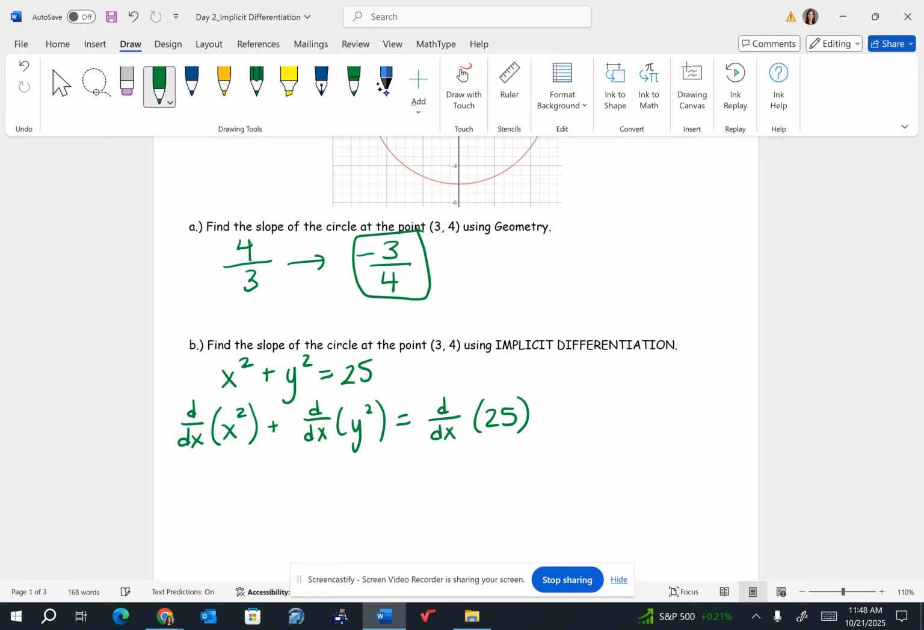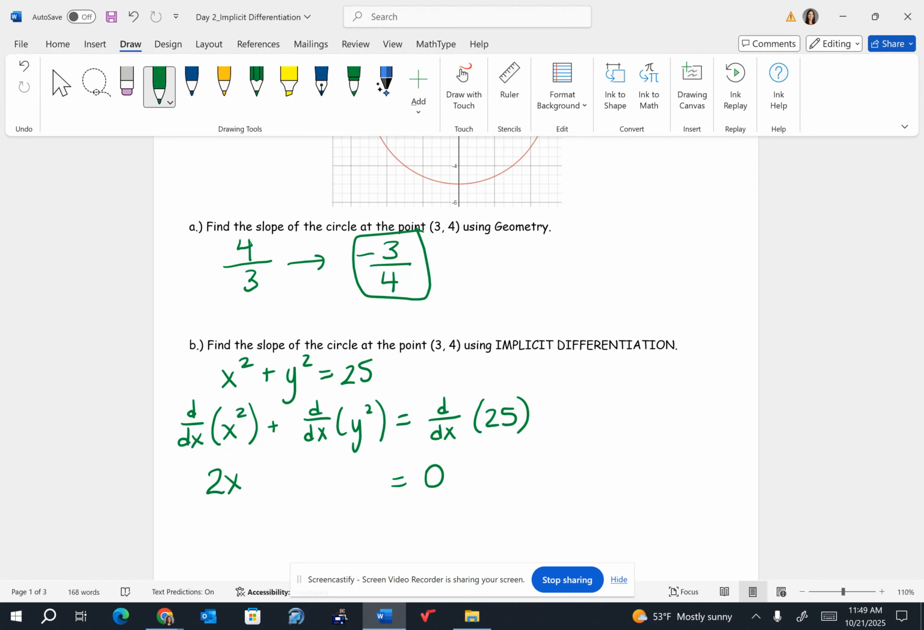I told everybody there are two of these things that you actually already know how to find the derivative of. The only one that's different is the y squared one. So we'll find the derivative of x squared. It's 2x using the power rule. We'll find the derivative of 25. 25 is a constant, so its derivative is 0.